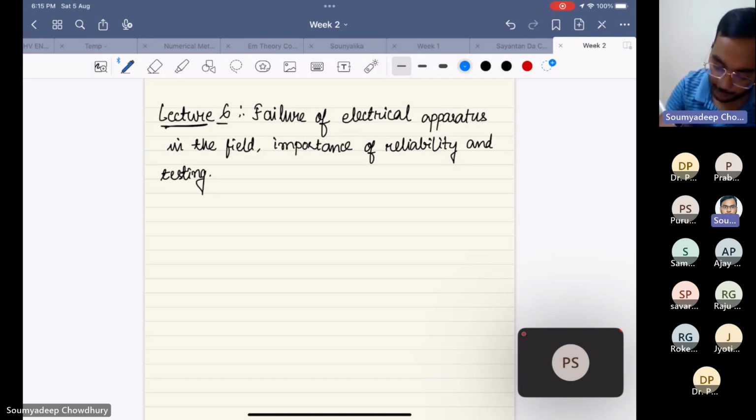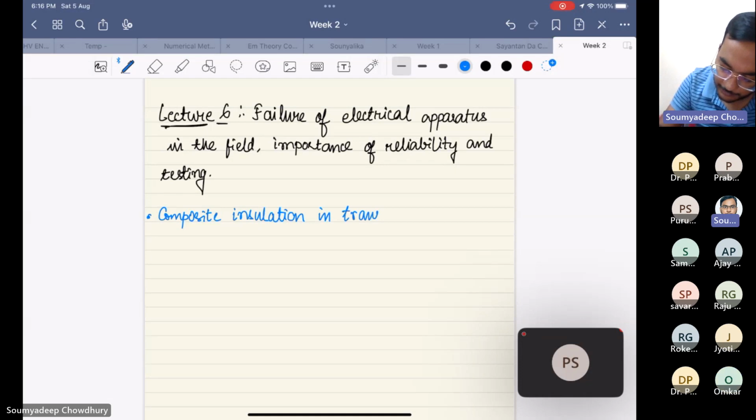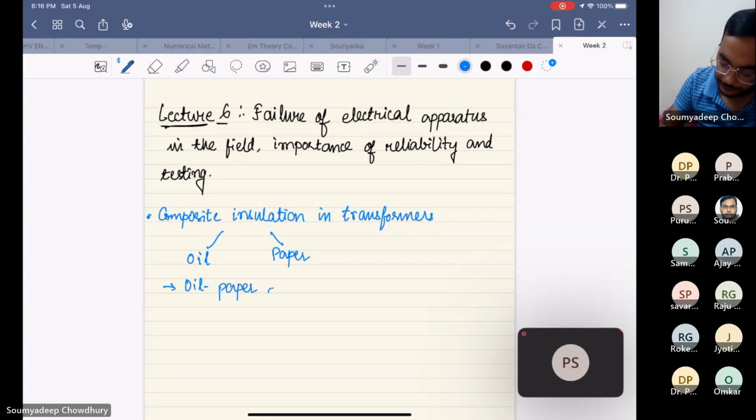So I'll write the important points. Composite insulation in transformers. So what is the composite insulation in our transformers? It is basically formed by oil and paper, right? So we call it oil paper insulation in transformers.